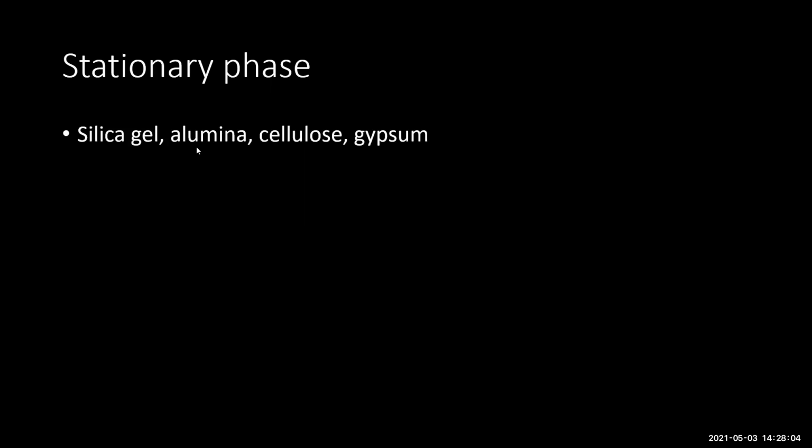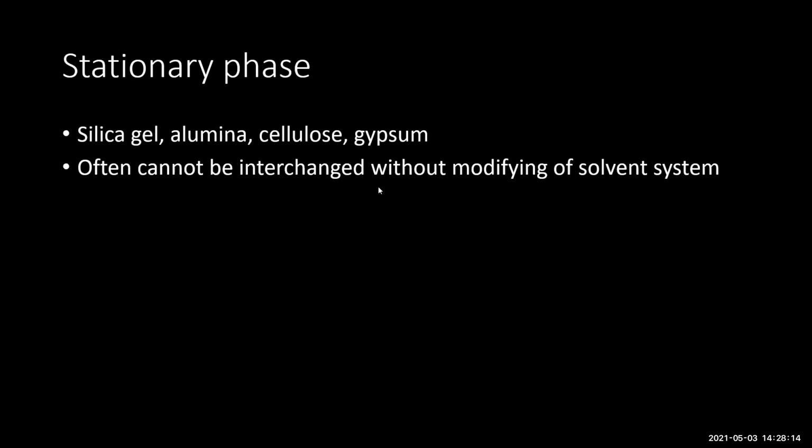You can use silica gel, alumina, cellulose, or gypsum. Gypsum is rarely used. Cellulose is commonly used as the stationary phase in a diagnostic laboratory. Often cannot be interchanged without modification of solvent system. This is very important. Each stationary phase has a compatible solvent phase, the mobile phase. It is very difficult to interchange them.